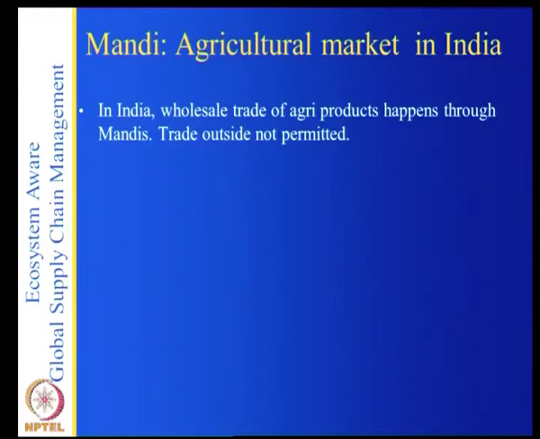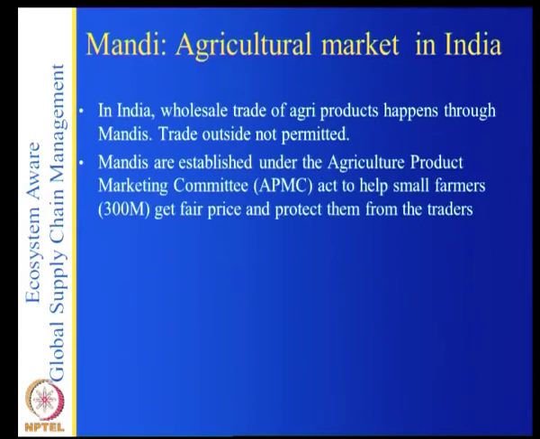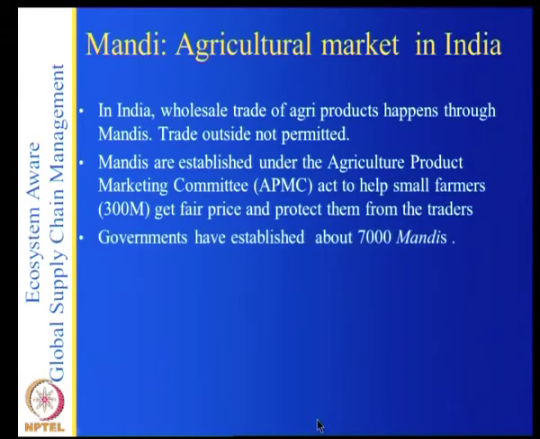So what is the Mandi? In India, wholesale trade of agriculture products happens through mandis. Trade outside is not permitted. Mandis are established under the Agriculture Product Marketing Committee Act, APMC Act, to help small farmers get a fair price and protect them from the traders. Governments have established 7,000 mandis in India. And each mandi has a lot of real estate.